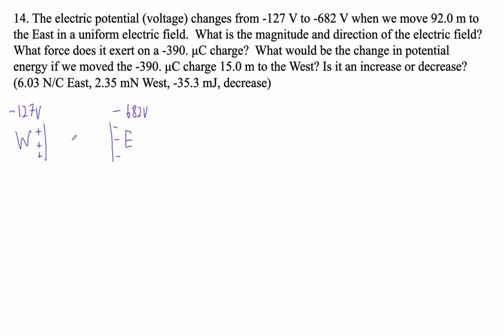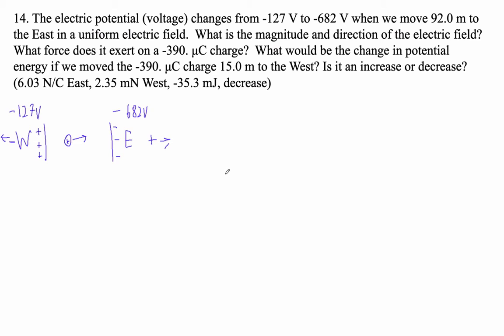Okay, so I'm going to make this direction the positive direction, this direction the negative direction, just because left is negative, right is positive. But we know that this electric field is going to be to the right. It's going to be east. But let's figure it out using our formulas.